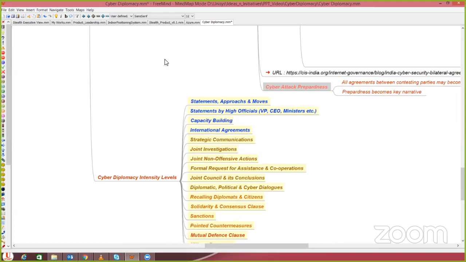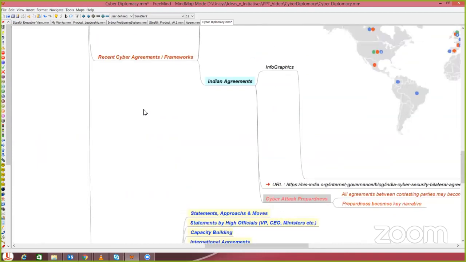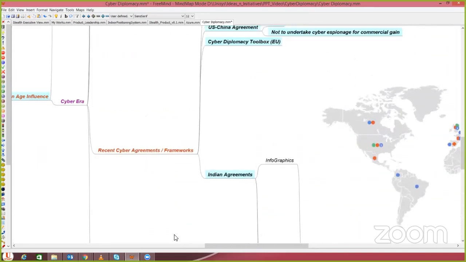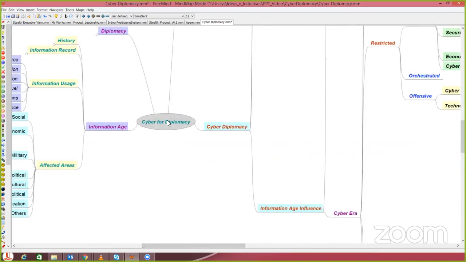We have a long road ahead, a long way to go, but it's not that India is far behind. We have also made a lot of progress in this space, right? So those are the things I had to share today with people from the audience. If you have any questions, I'll be ready to take them now.